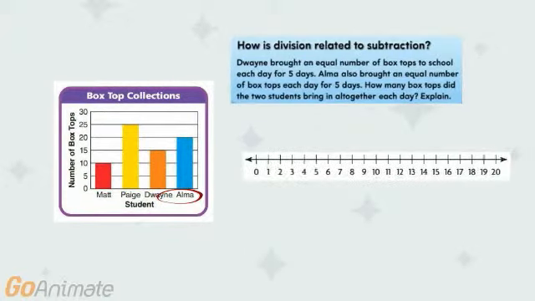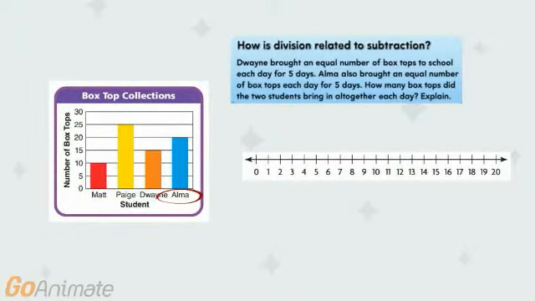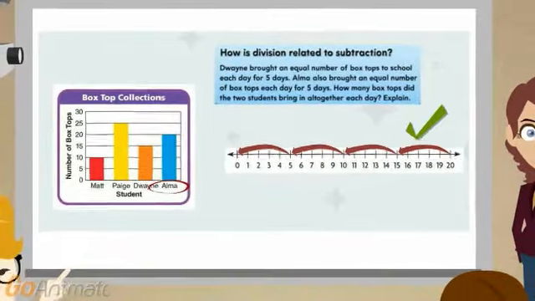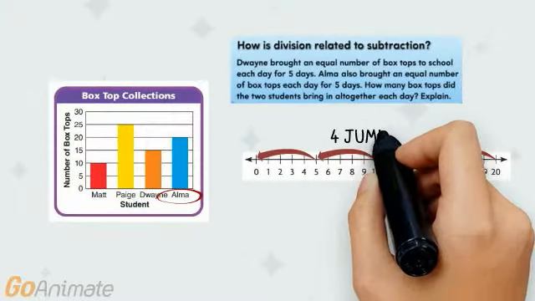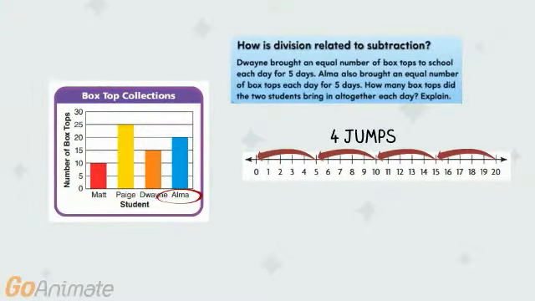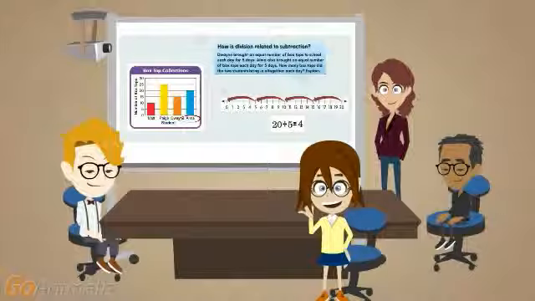Now, let's think about groups of 5s. That is going to tell us how much she brought in each of those 5 days. We are going to skip count by 5s backwards. So, 20, 15, 10, 5. And we made it back to 0. Now, how many jumps do we have here? We have 4 jumps. 1, 2, 3, 4. Good. Now, we can write this as a division sentence. We can say 20 divided by 5 equals 4. This means that she brought in 4 box tops each day for 5 days.